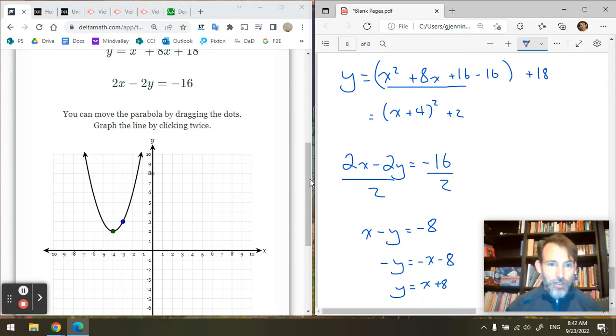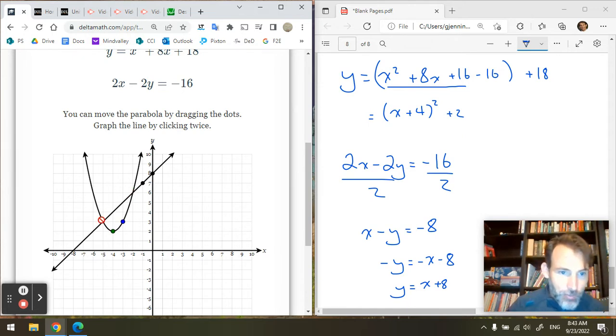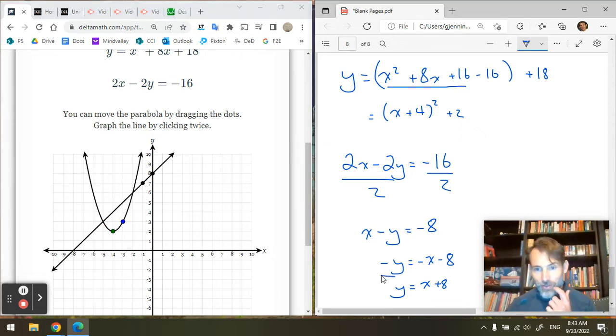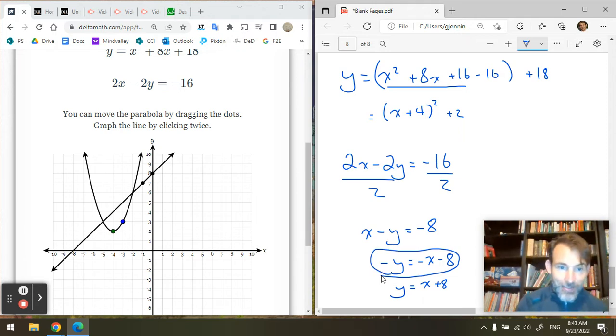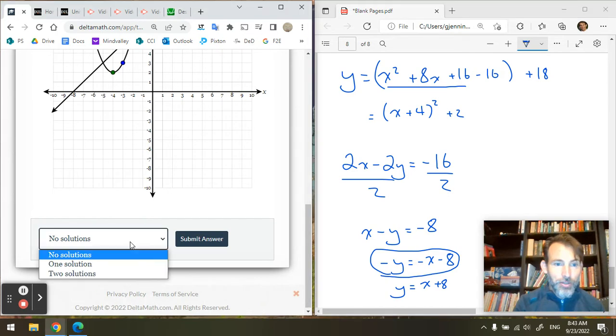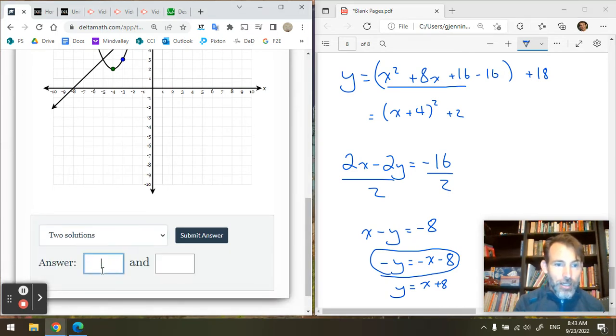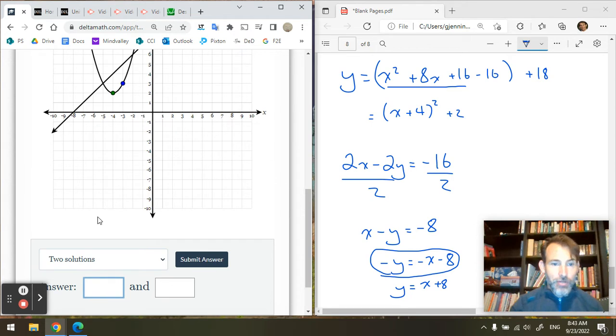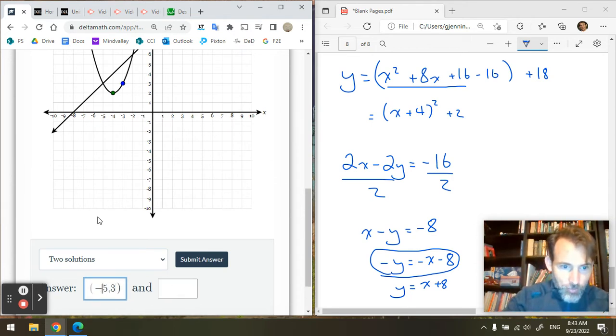Graph the line by clicking twice. Boop, boop. That's the line y equals x plus 8. And so then we read the points of intersection. The points of intersection are -2, 6 and -5, 3. Okay, you know you could flip all the signs, right? That's just multiplying both sides by -1. Okay, so now you just put in your things. You have two solutions. The answers are -5, 3. It's going to want me to input that bracket, and bracket -2, 6.